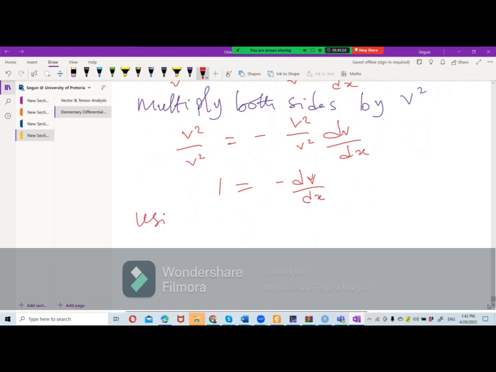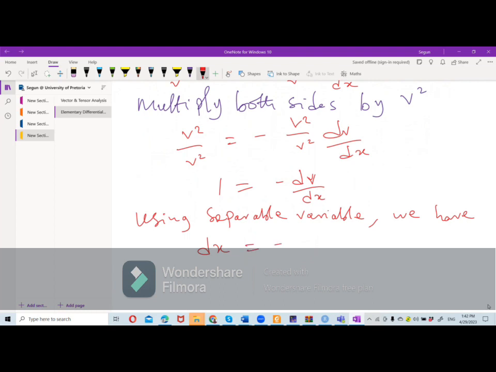So all you need here is just separable variables. Using separable variables, we have, just cross multiply, dx equals minus dv. Then integrate both sides. You have x equals minus v plus c.